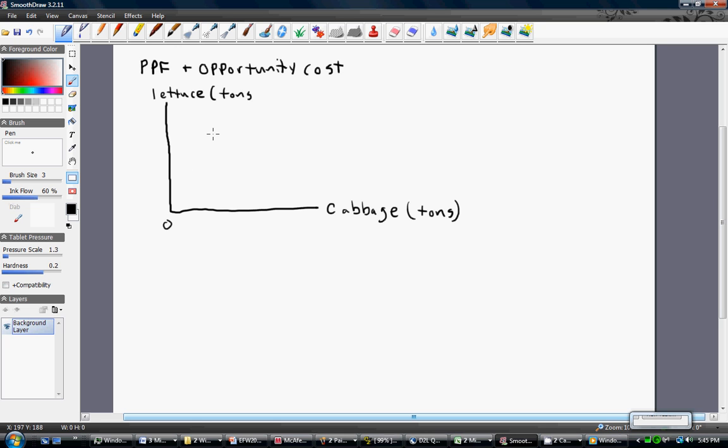If this simple economy devotes all its resources to producing lettuce, it could produce 10 tons of lettuce and 0 cabbage. Or if it allocated all its resources to producing nothing but cabbage, this economy could produce 20 tons of cabbage and no lettuce. Connecting these dots defines our production possibilities frontier. So this economy could choose to allocate its resources in any fashion to produce any mix of lettuce and cabbage, so long as it falls along this production possibilities frontier.